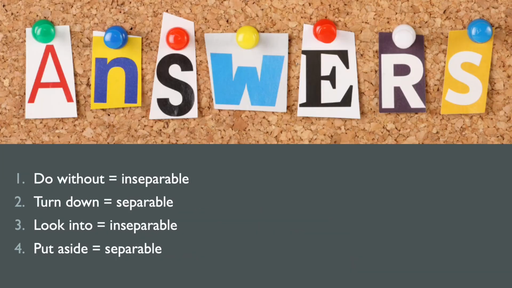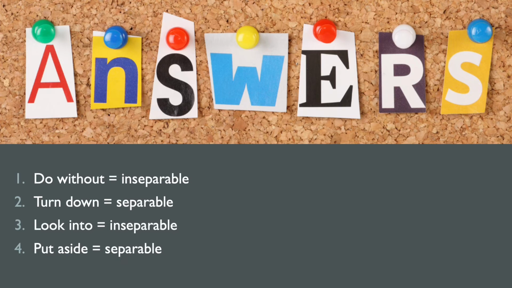Number 1, the phrasal verb do without is inseparable, and it means to manage without having something that you might otherwise want or need. Number 2 is separable. You can turn down a job or you can turn a job down, and this means to refuse an offer. Number 3, look into, is again inseparable.